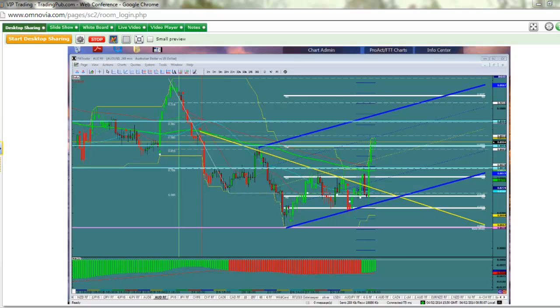I enter trades on MT4. See? When you'll get that info, it's trading pub right now. For now, it's trading pub. Right?